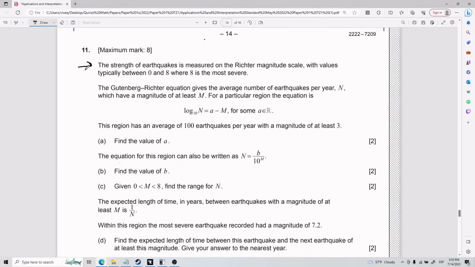They tell us that the strength of earthquakes is measured on the Richter magnitude scale with values typically between 0 and 8, where 8 is the most severe. The Gutenberg-Richter equation gives the average number of earthquakes per year, N. Okay, so what is N? N is the average number of earthquakes per year which have a magnitude of at least M. So M is going to be magnitude. For a particular region, the equation is given. So this here is my equation.